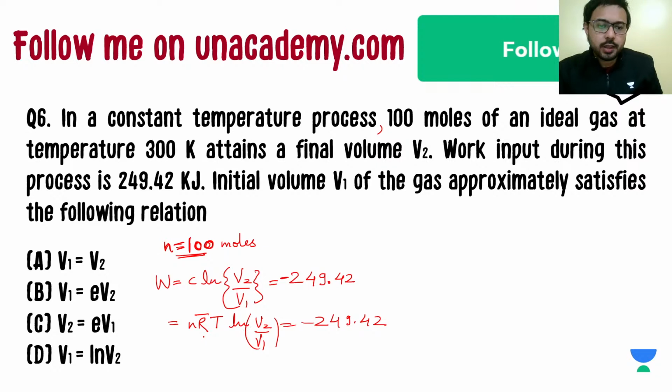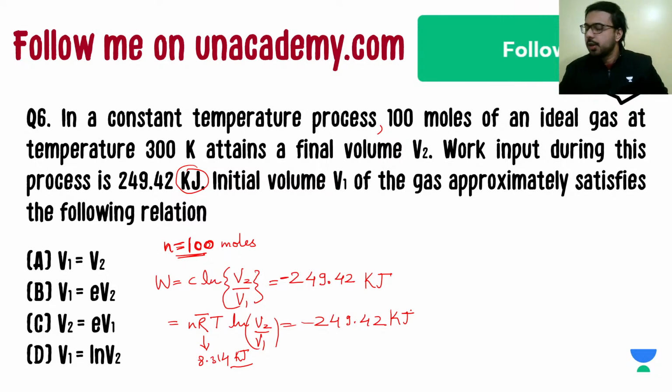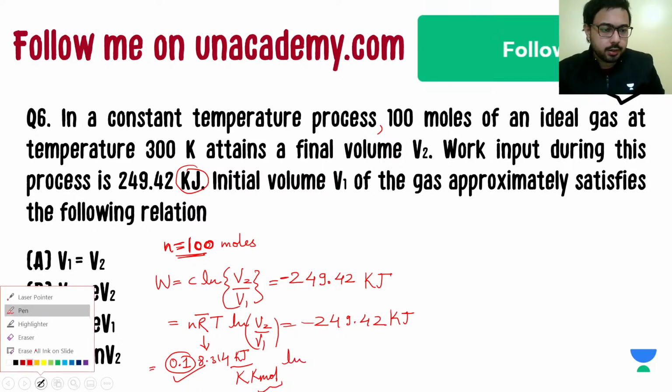Now the other thing that you have to be very careful about is R is equal to 8.314 kilojoule. Since this is in kilojoule, you are going to write the value of R in kilojoule only. Then R is 8.314 kilojoule per kilomole Kelvin. So here it is kilomole. So in place of N you have to write the value in kilomoles, so it will be 0.1 kilomoles. Don't write 100 moles here, then your answer will be wrong. So again ln V2 by V1 you have to find, and let's just calculate it.